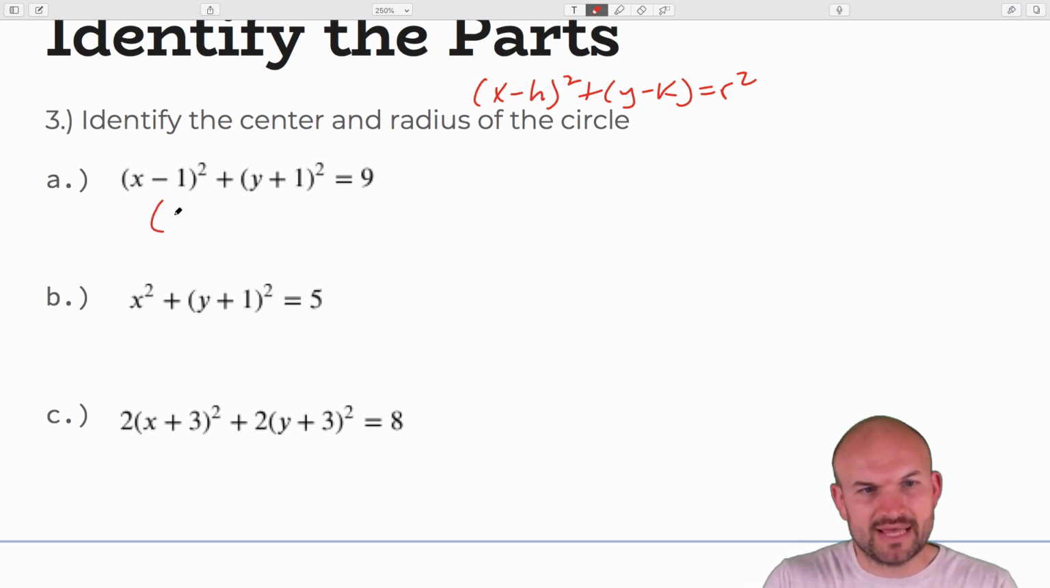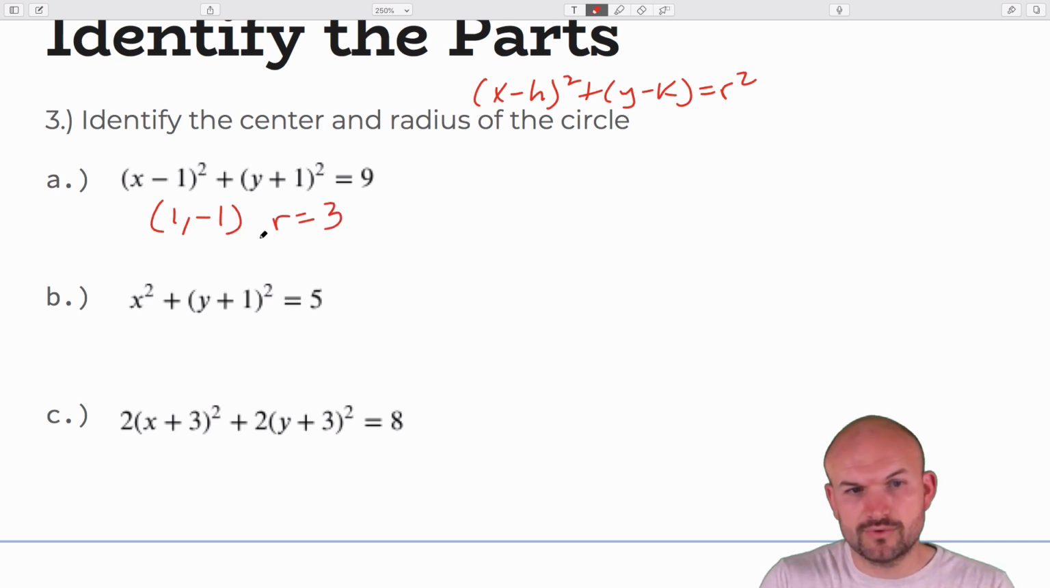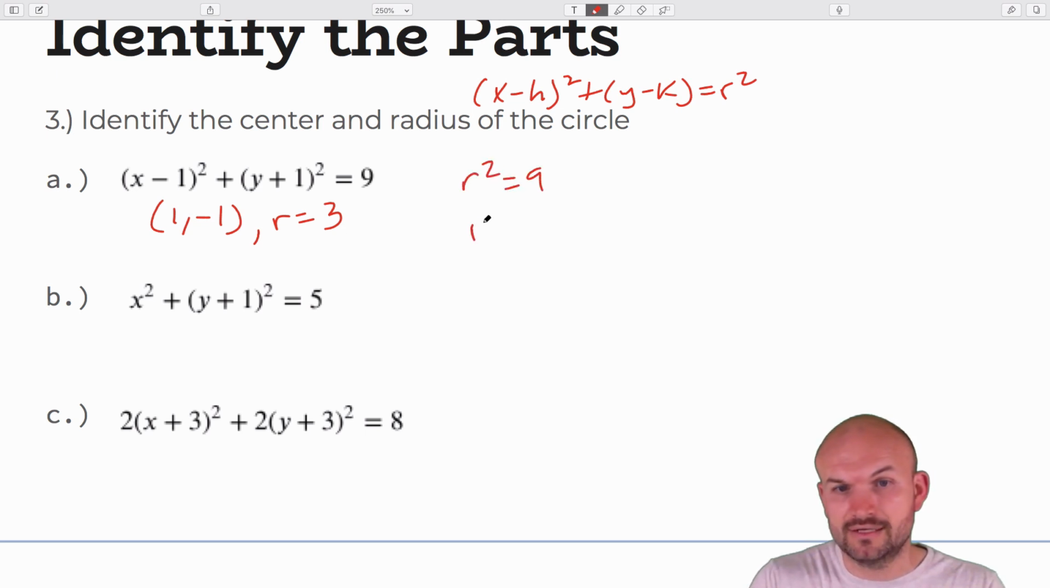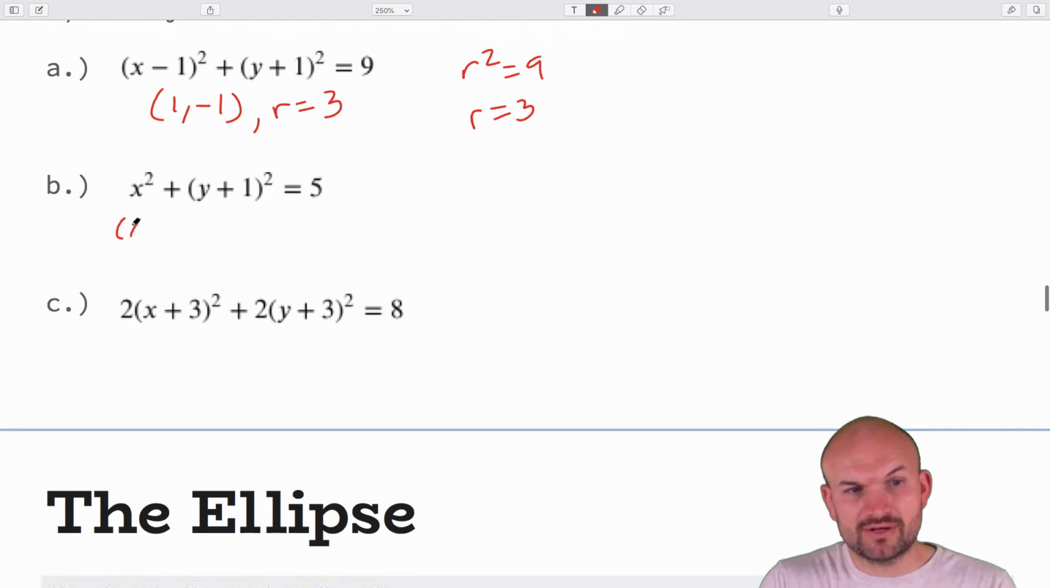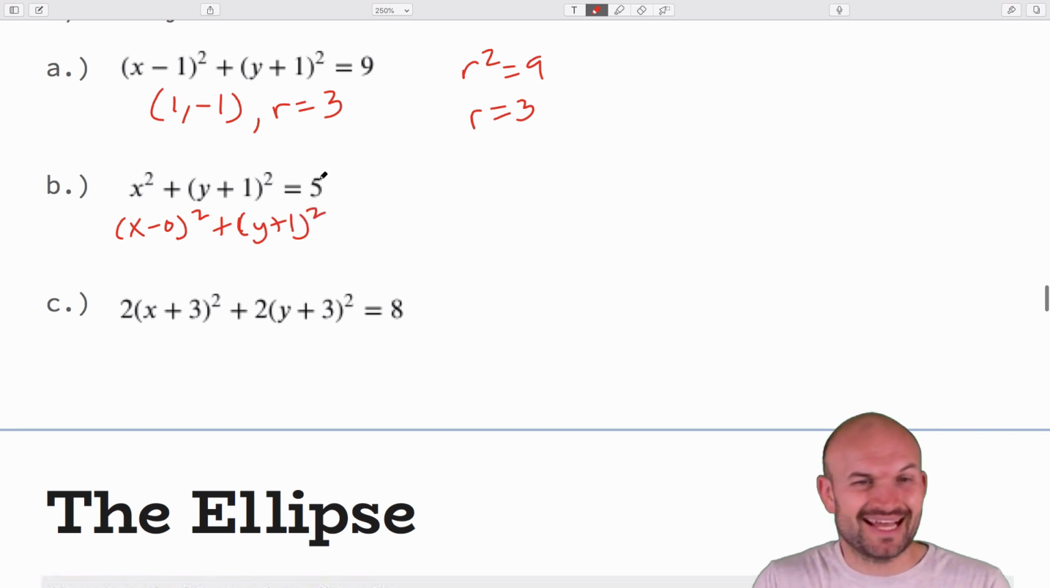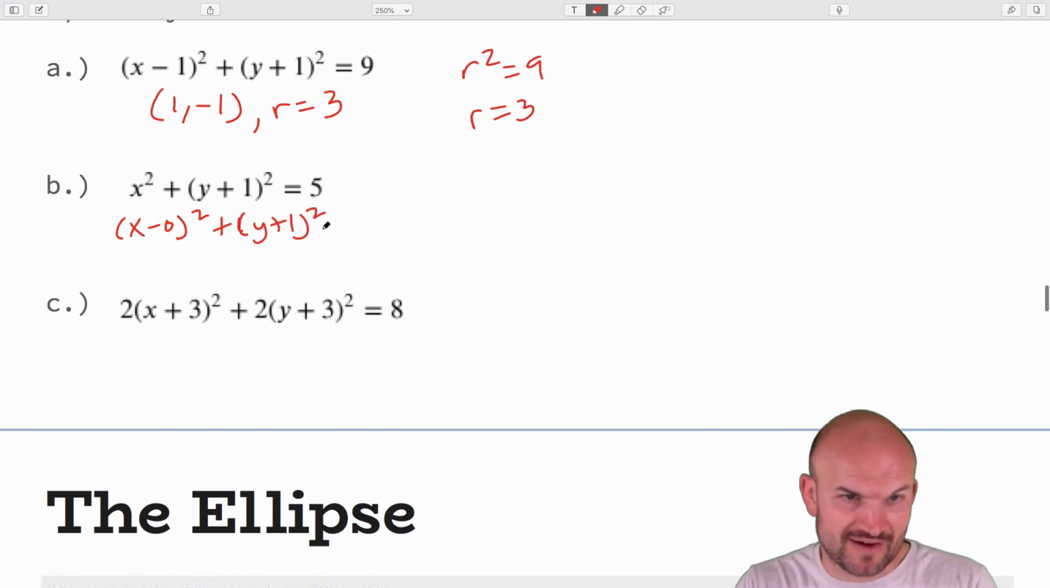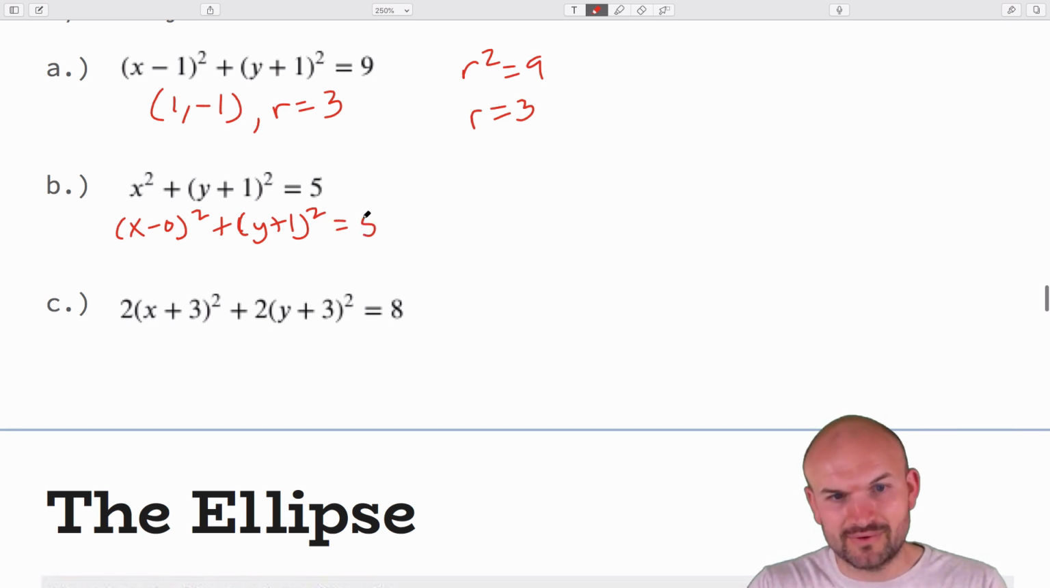So again, this is going to be 1 comma negative 1. And then r is equal to 3, which represents the radius, right? Because remember, r squared is equal to 9, so r equals 3. In this case, we could write this as x minus 0 quantity squared plus y plus 1 quantity squared. And again, big mistake, a lot of students don't want to take the square root of 5, so let's say r is equal to 5. So again, just remember that that is equal to your r squared.